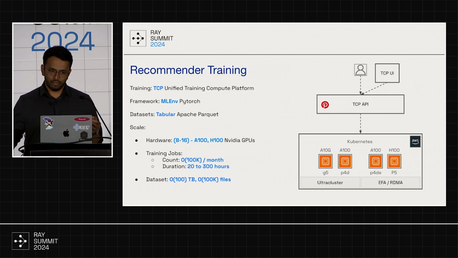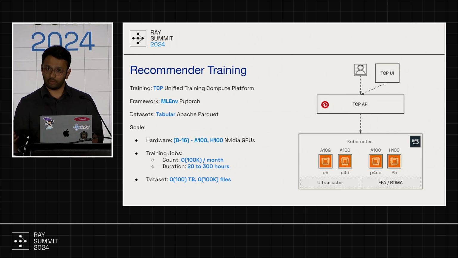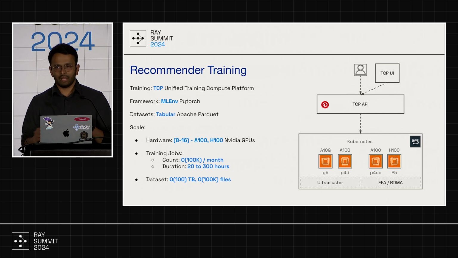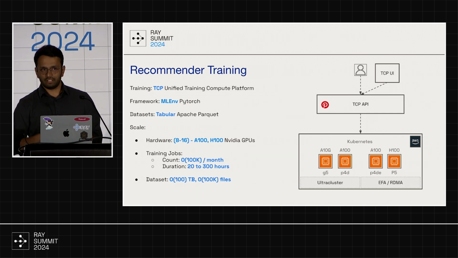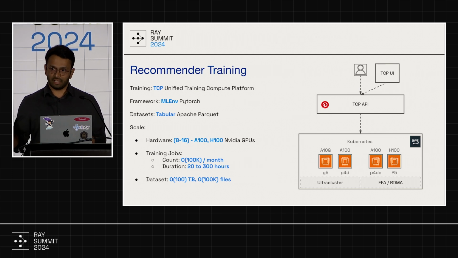And we have a variety of different GPU types that we use. The framework of our choice is PyTorch. We are predominantly on PyTorch now, and we use a thin wrapper around PyTorch, which we refer to as MLenv. And as you may have already guessed, most of our training data sets are tabular ML, so we use Apache Parquet heavily, and they are backed by Hive and Iceberg both.